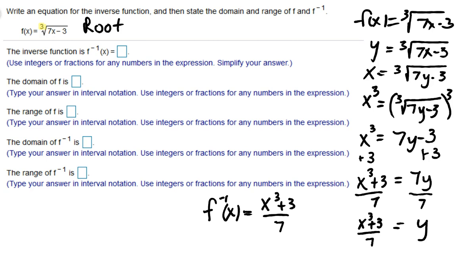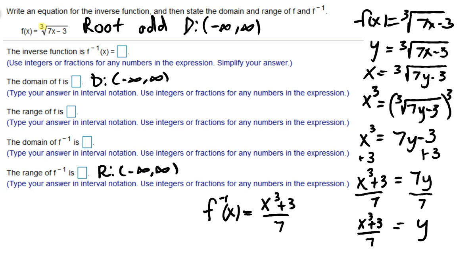So because this is an odd index, what we know is that the domain of odd index radicals is all real numbers. So the domain of f is negative infinity to infinity. Now that we found the domain of f, we've also found the range of f inverse. Remember, the x's and the y's get switched. So because we know the domain of f, we have the range of f inverse.